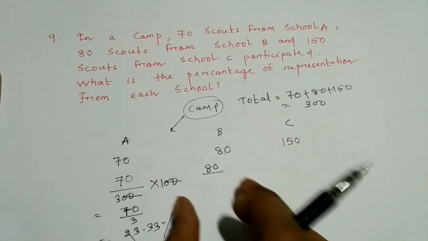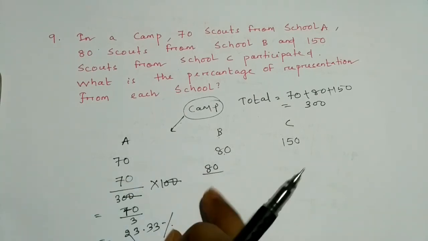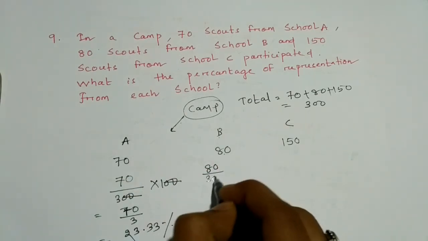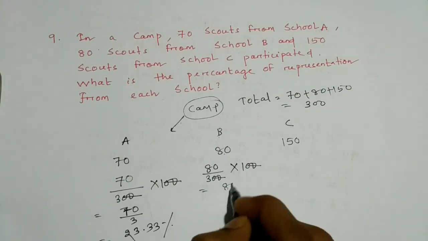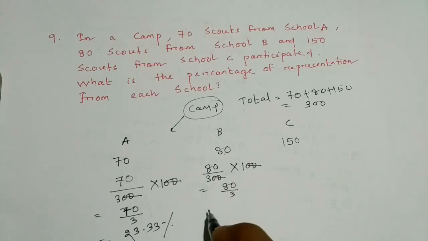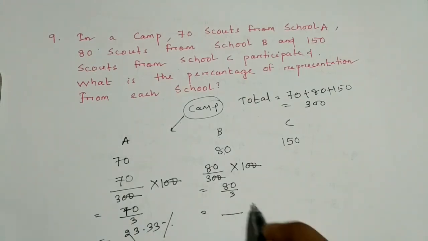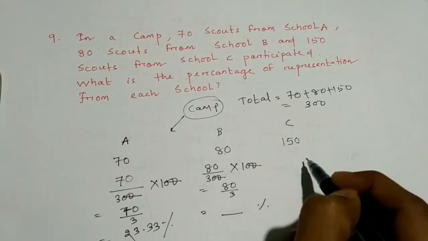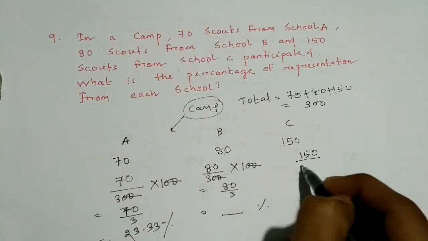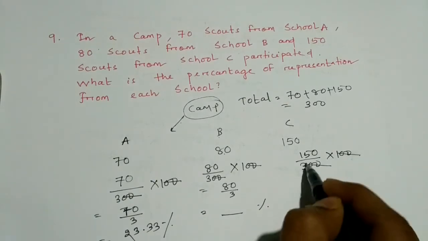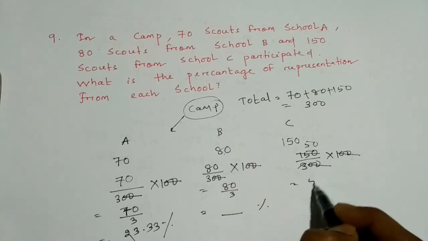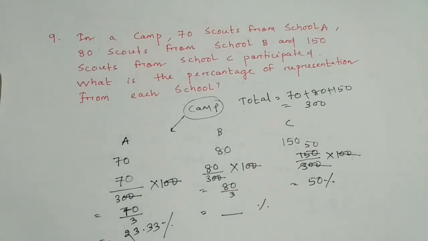Similarly, the percentage of representation of the school B will be 80, the participants from the school B divided by the total, that is 300, multiplied with 100. 20 get cancelled. 80 divided by 3. Okay, you can also convert into the decimal. Do it by yourself. Then 150 will be 150 divided by the total 300 into 100. So 20 got cancelled. 3 5s are 15, so it will be 50%. This is the total. We get the answer.